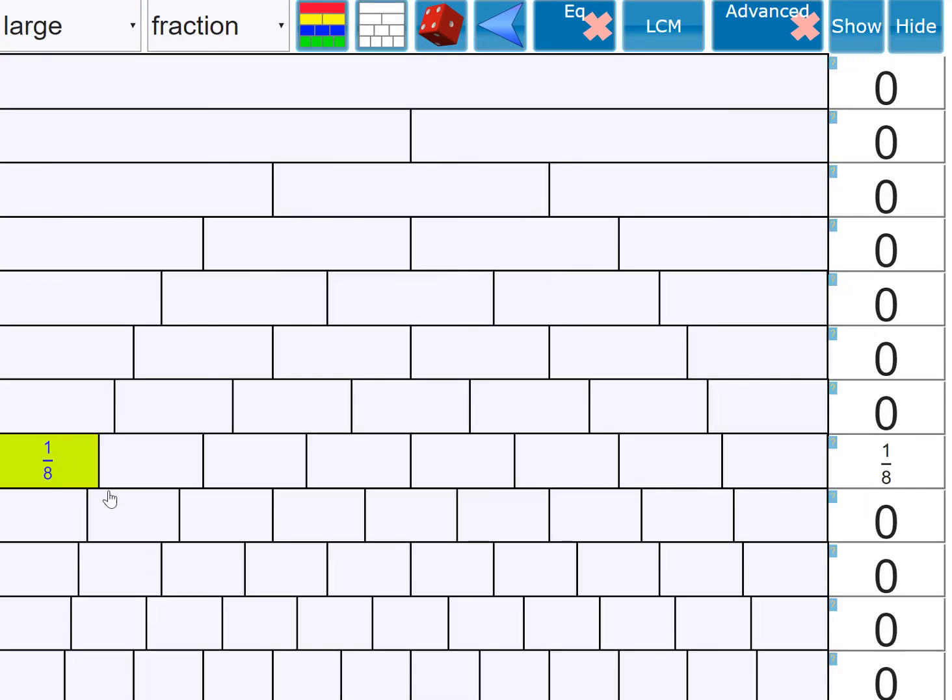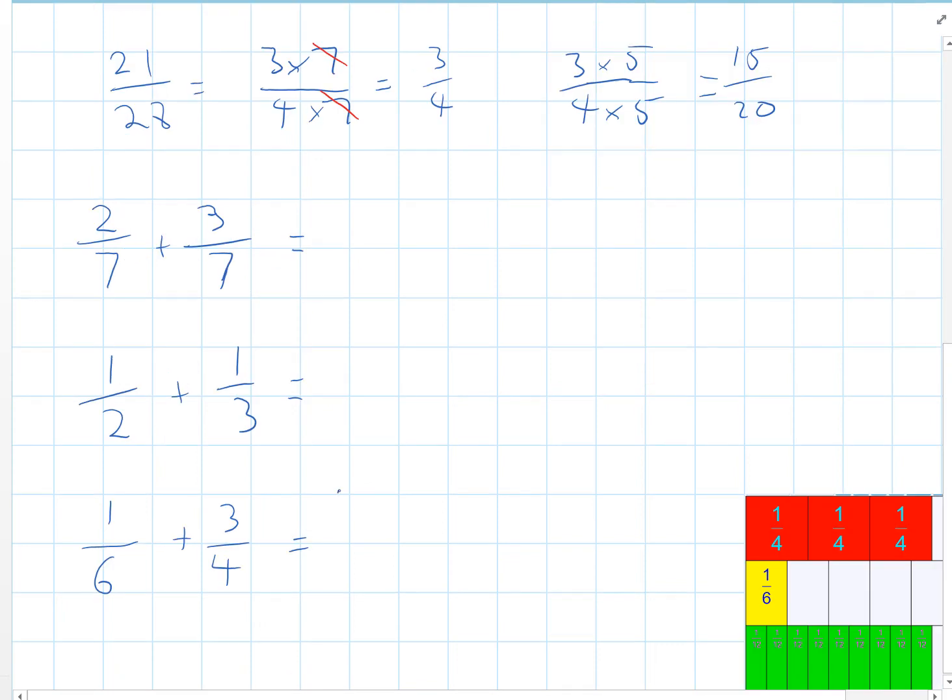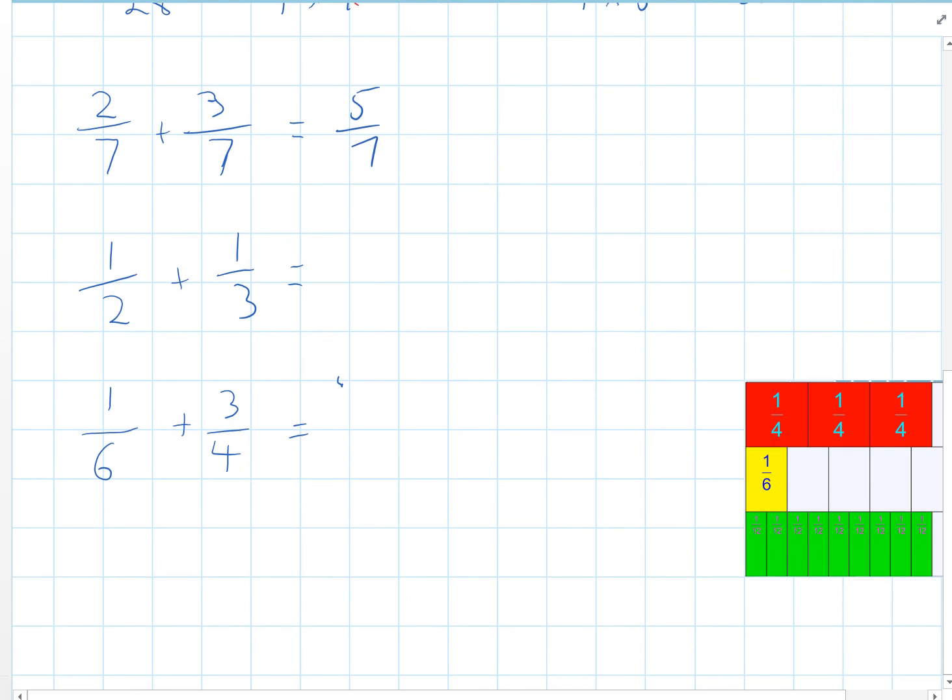2 sevenths plus 3 sevenths, I end up with 5 sevenths. So that's easy enough. 5 out of 7. Okay, and then we had 1/3 plus a half.